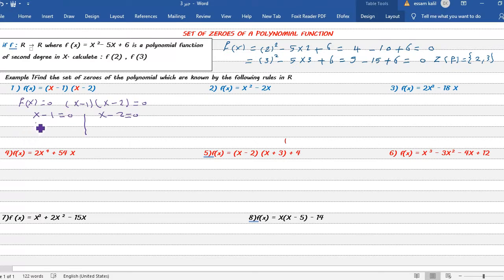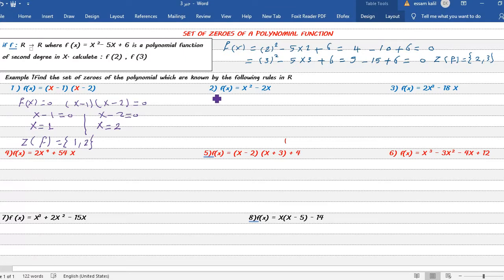يبقى then move ال 1 another side, هنحرك ال 1 another side يبقى become 1 and move negative 2 on another side become 2. يبقى then what is the value of x make this function equal 0? يبقى then Z f equal sets of 1, 2.